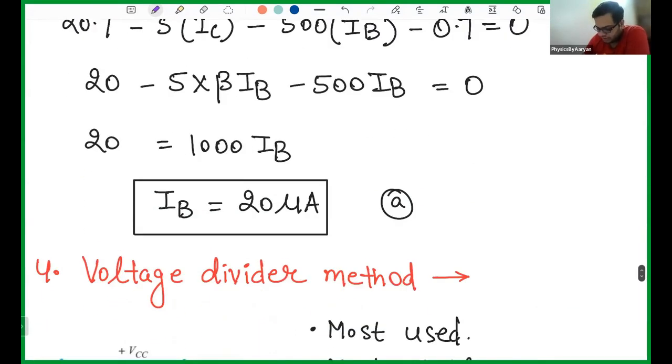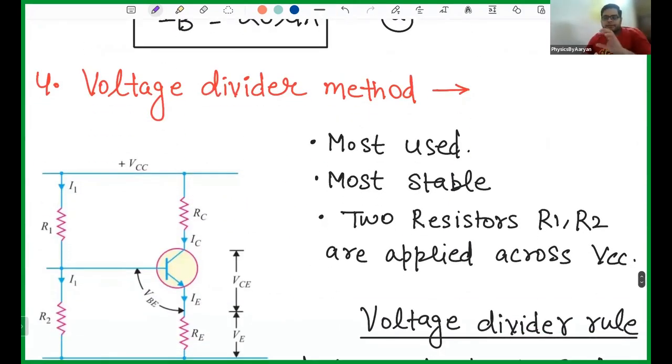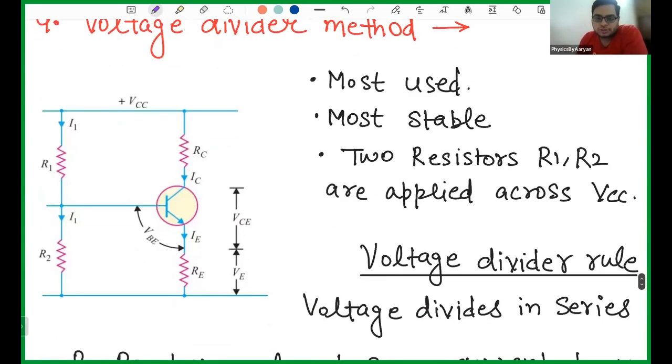Okay. Now I want to come to the last method, which is known as the voltage divider. So we did 3 methods. One was base resistor. Then we said emitter biasing method. And then the collector feedback method. And now it is voltage divider. So the voltage divider method is the most used. Most of the time in the laboratories or in applications, the transistor is biased in voltage divider method. Why? Because it is most stable.